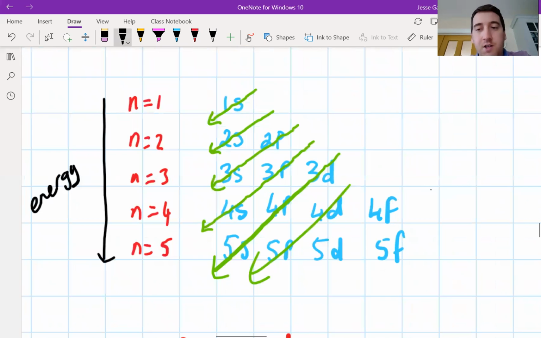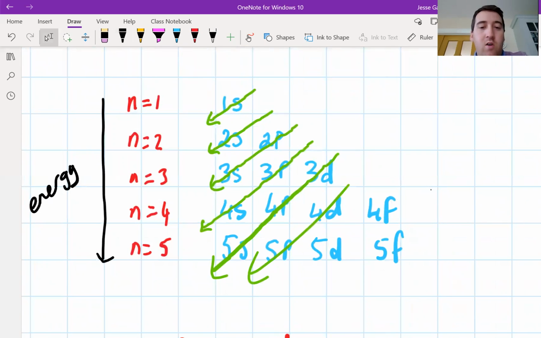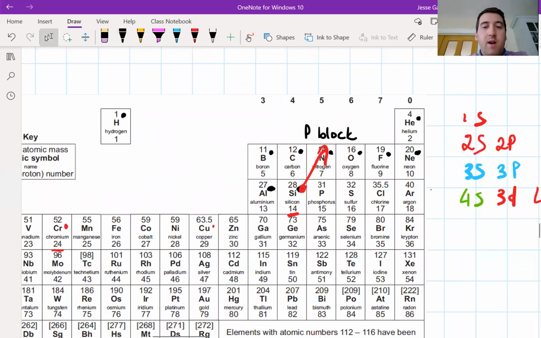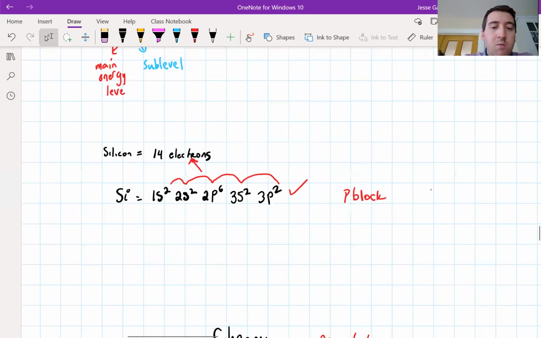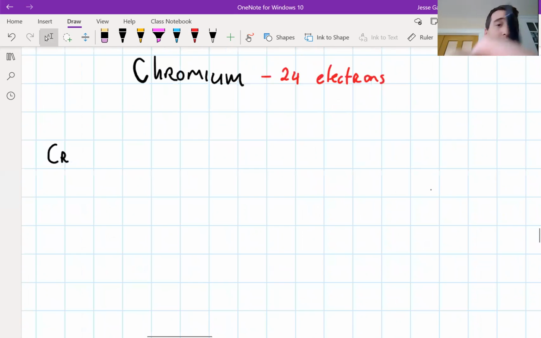This is the cheat sheet, or the cheat way of remembering the order. The other way is the way I showed you in the last video, to use your periodic table to figure out the order that you fill up the sublevels in. Again, I'm not going to go through that again. If you're not sure what I'm on about, you need to go back and watch the previous video. So I'm going to assume that you remember how the sublevels fill, and I'm going to start filling it.